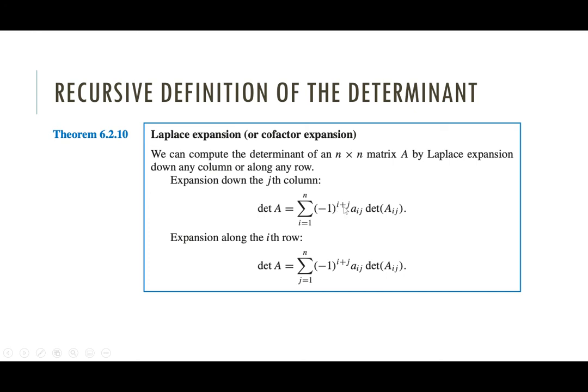So if your entry is in a row and column where i plus j is even, then it's going to be positive. For A11, i plus j is 2, so that's even, so it's positive. But if i plus j is odd, it's going to be negative. Then you have the term times the determinant that you get by crossing out that row and column, and you sum over every entry in that column.